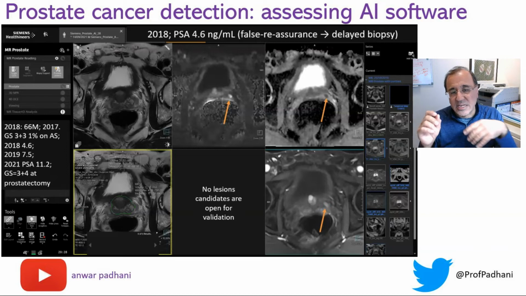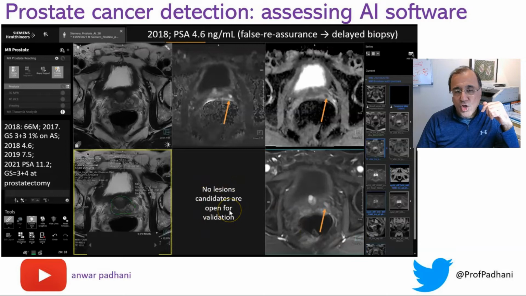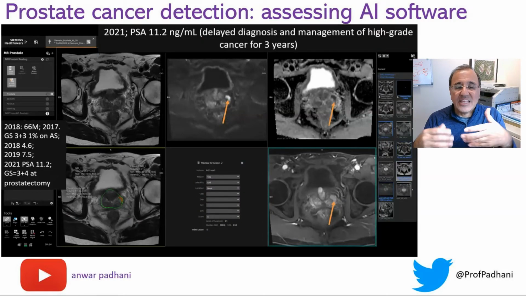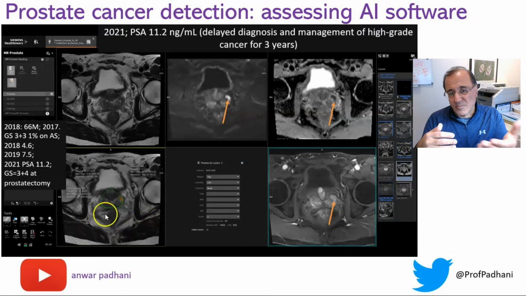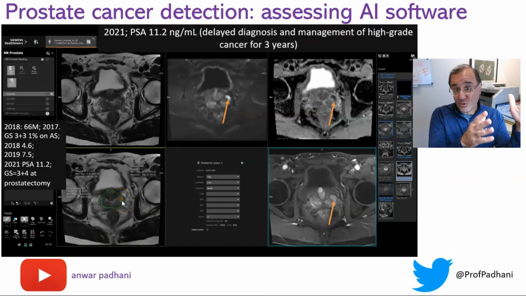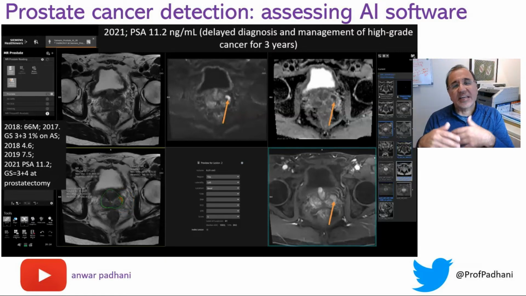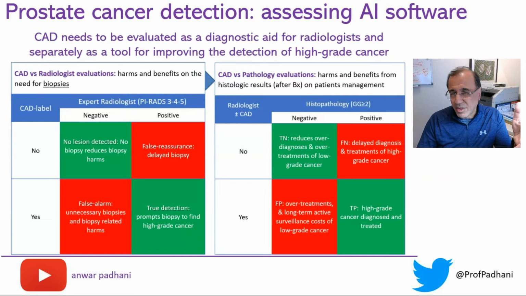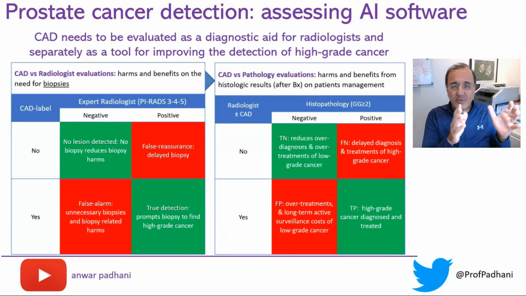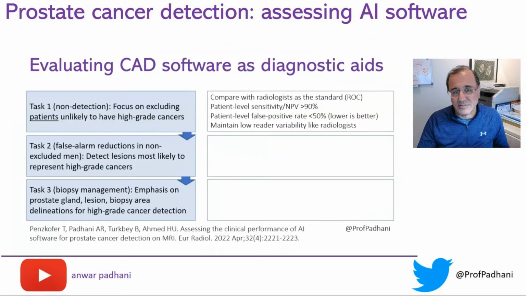So here, for example, is a small lesion in 2018 which is missed by the AI. You can see that 3 years later, the AI diagnoses this cancer. So this was a false reassurance in 2018, resulting in a delayed diagnosis and delayed management of a high-grade cancer by 3 years. So I hope it's clear that, in fact, there needs to be two separate evaluations, as a diagnostic aid for radiologists and separately as a tool for improving the detection of clinically significant cancers.